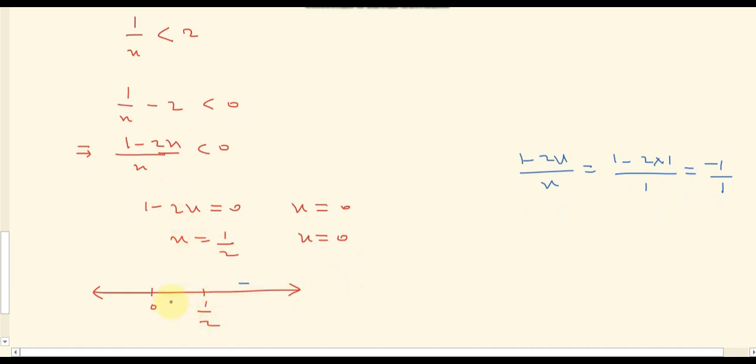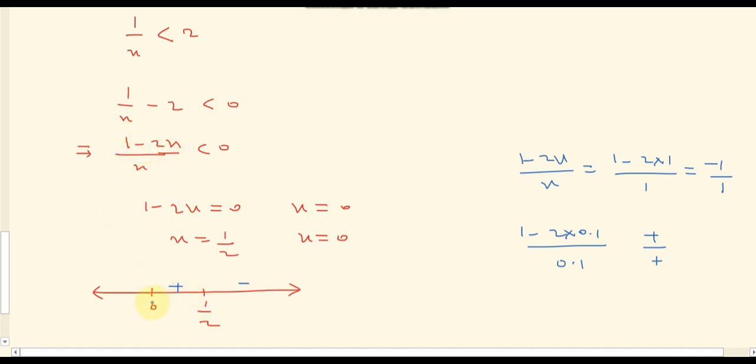Now let's check the sign of the term for any x from the interval 0 to 1 by 2. We can take 0.1 from this interval because 0.1 is less than 0.5. For 0.1 we will have 1 minus 2 into 0.1 by 0.1, and 0.1 is positive. So the denominator is positive and the numerator is going to be positive. So we have a positive by positive term, and positive by positive would give us positive. So for any x between 0 and 1 by 2, we have a term of positive sign.